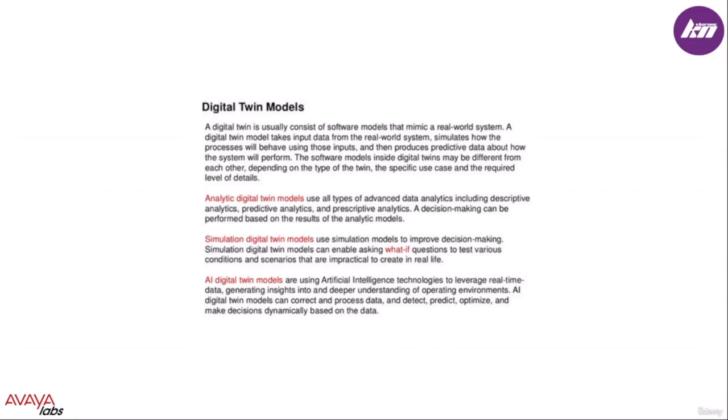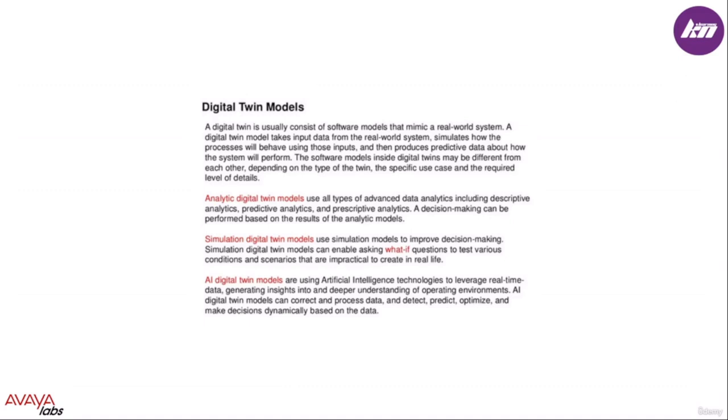Now, the second digital twin model is the simulation model. The simulation digital twin model uses a simulation model to improve decision-making. Simulation digital twin models can be enabled by asking what-if questions. What if this? What if that? Those questions test various conditions and scenarios that are impractical to create in real life. In other words, the simulation will tell you, hey, if something goes wrong, this is what's going to happen. If it goes right, this is what's going to happen. Simulations are great. The simulation twin model is very useful before testing a technology or during the testing phase as well.